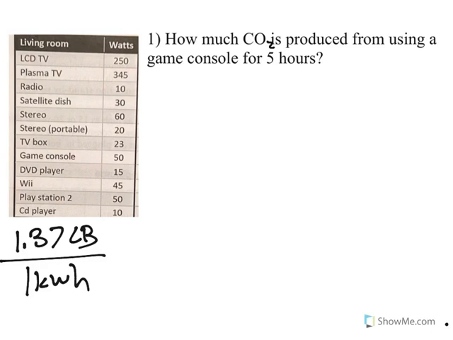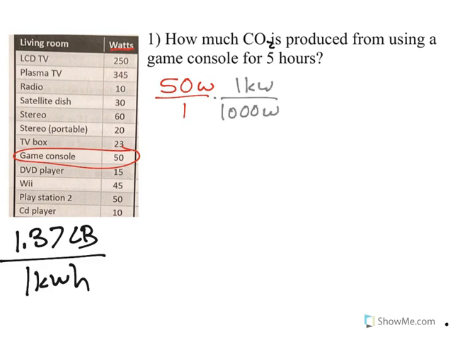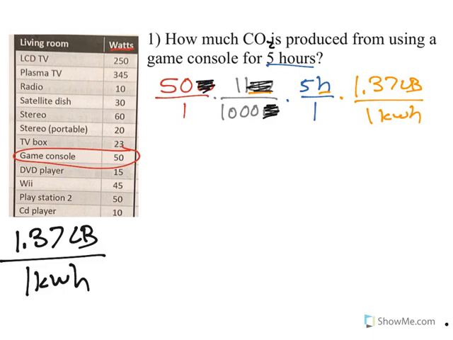Well, if I'm talking about a game console, this is how many watts? We are starting with 50 watts. I know that there are 1,000 watts to 1 kilowatt. So anytime you start with watts, your first step is to change those watts to kilowatts. Then you ask yourself, how long am I doing this? Well, the problem says 5 hours. Once you have kilowatt hours, you multiply by the 1.37 pounds per 1 kilowatt hour. Kilowatts cancels out with kilowatts, hours cancels out with hours.